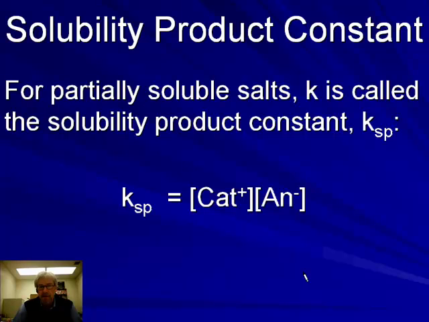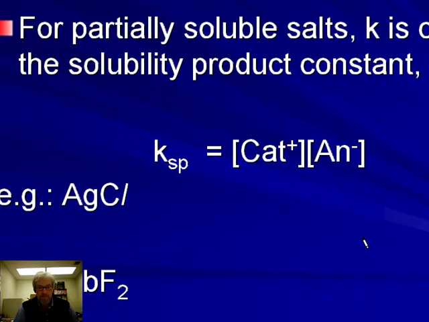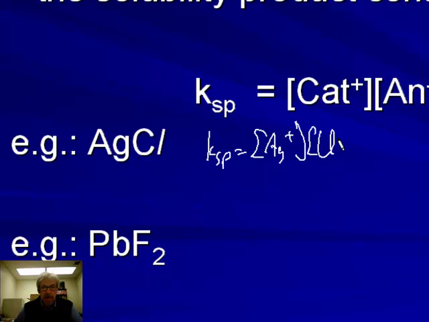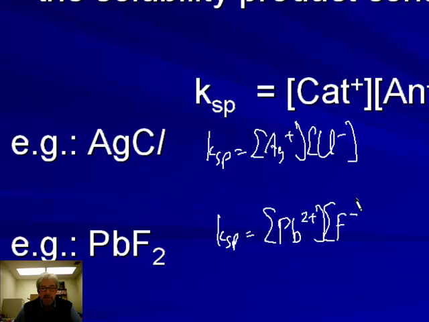So Ksp is equal to the product of the concentrations of the cation and anion in solution raised to their coefficients. So for our two examples, AgCl, Ksp for this is going to be the concentration of Ag+ ions times the concentration of Cl- ions. And for the PbF2, well, Ksp here is just going to be the concentration of Pb2+ ions times the concentration of F- ions, and that would be squared because the coefficient is 2.